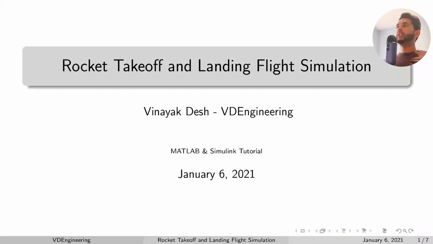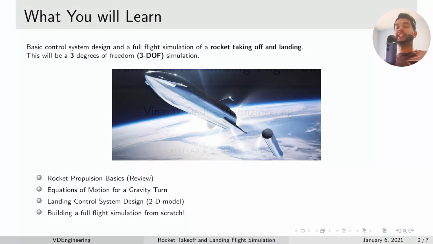So in this video, you will learn the basic control system design and flight simulation for a rocket taking off and landing. This will be a 3DOF simulation because the 6DOF will take too long to teach. So obviously I'll start off with something much faster. You will learn rocket propulsion basics, a review of that, the gravity turn, how it works and why it's so important. Lastly, you will also learn the landing control system design to change the pitch angle, and then building a full flight simulation from scratch.